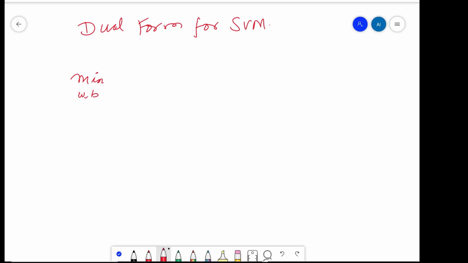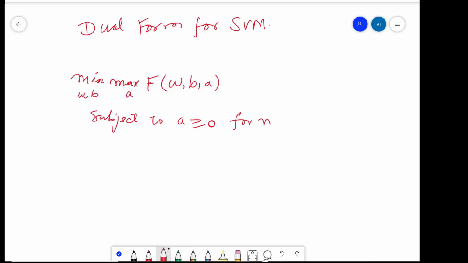So the aim is to minimize the parameters weight W and bias B, and to maximize the function with the parameters W, B and alpha. So the aim is to maximize alpha and minimize the parameters W and B, subject to the condition that alpha i is greater than or equal to 0 for i equal to 1 to some value n.